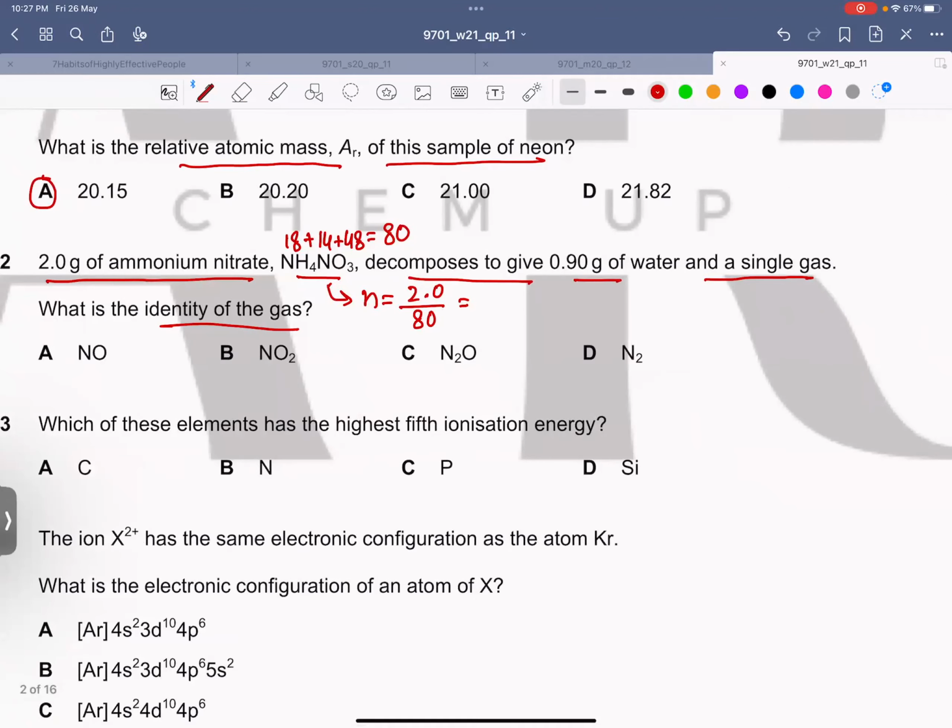In the same way, here we have water. The Mr of water is 18. So the moles of water formed over here is 0.9 divided by 18. Yes, can anybody tell me the values of the moles of water and the ammonium nitrate, please?